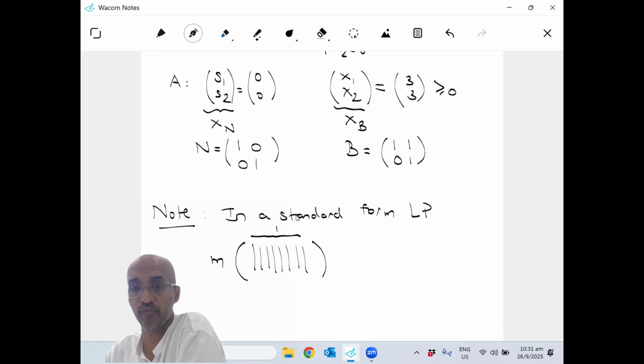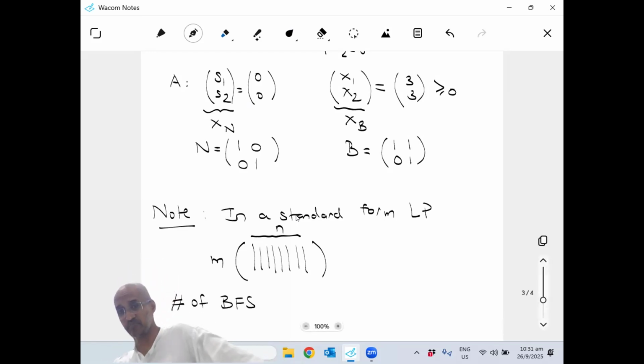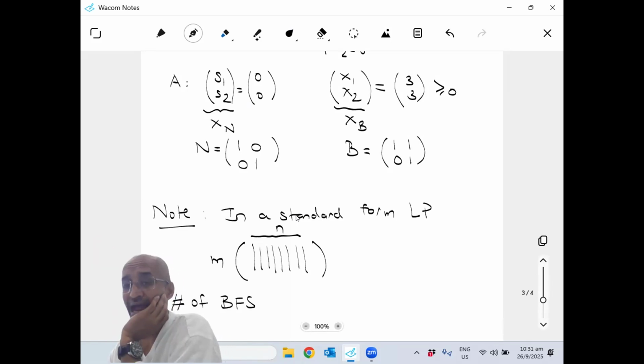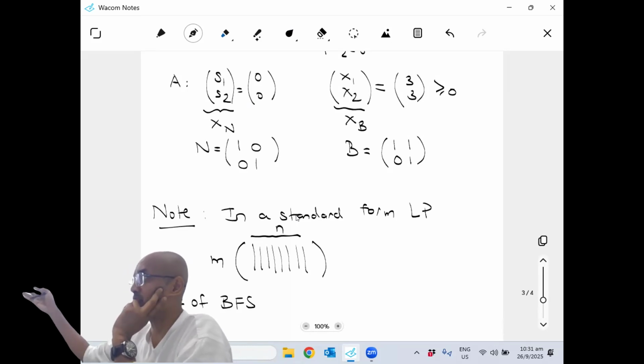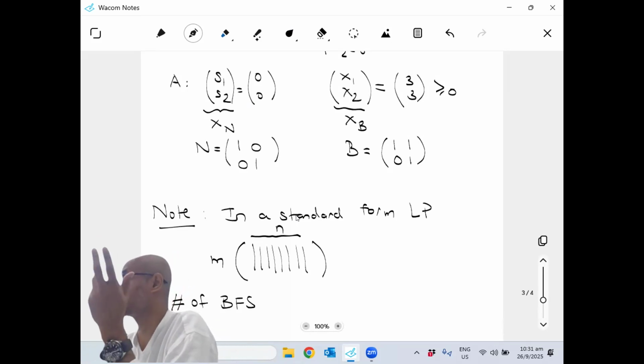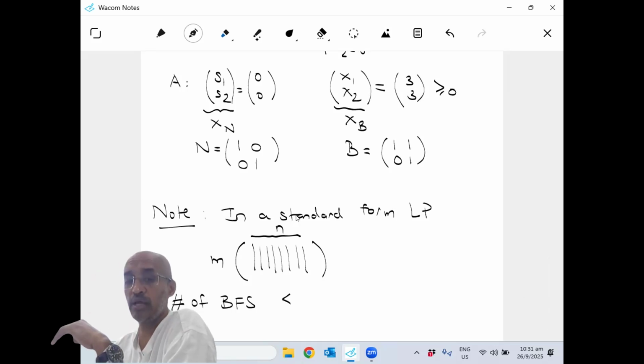There are n columns. What am I doing? The number of basic feasible solutions. I'm basically trying to find m columns so that the matrix is linearly independent. I mean, it's a full rank matrix. I can invert that matrix out. So I've got n columns, of which I'm trying to find m columns so that they are linearly independent. So the total number of possibilities in the worst case will be n choose m.